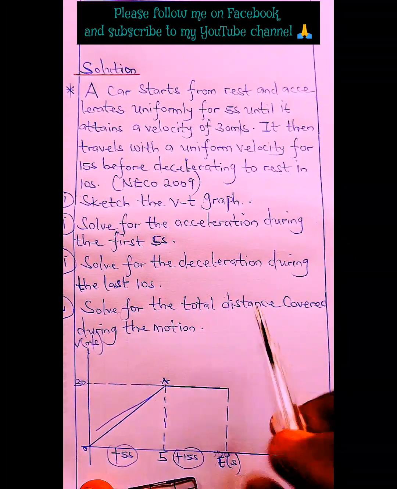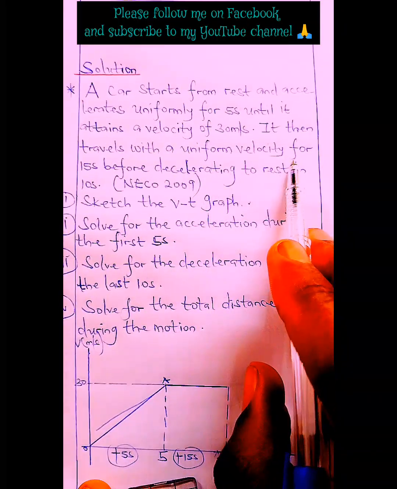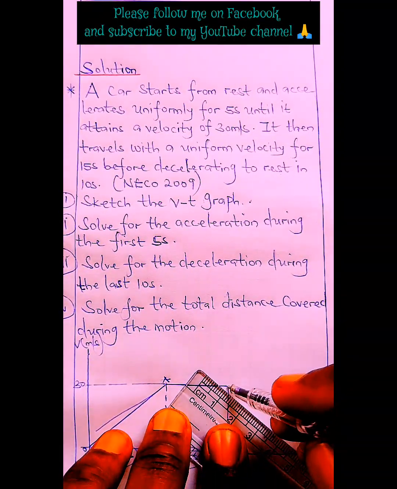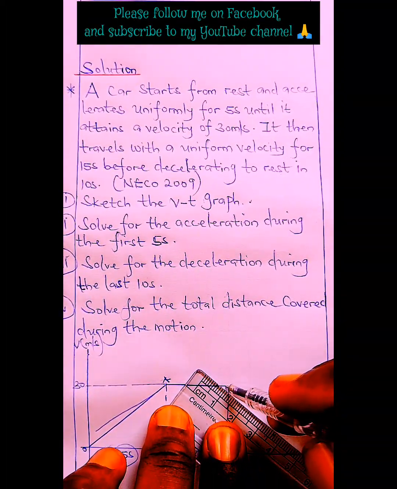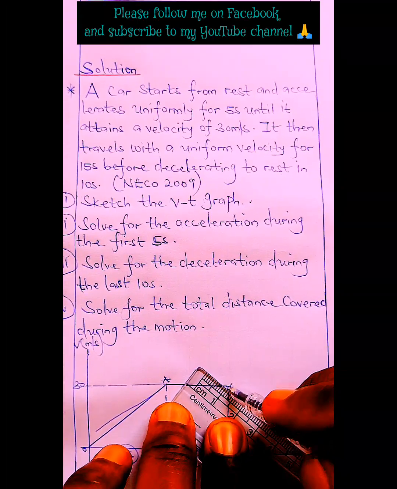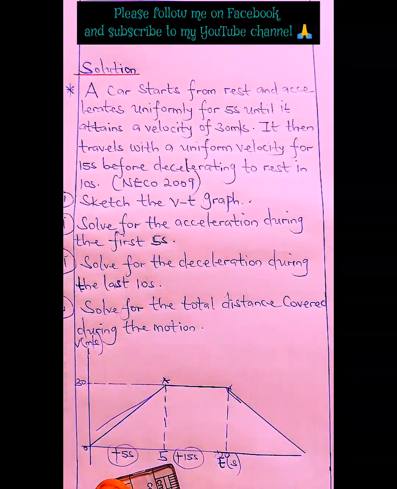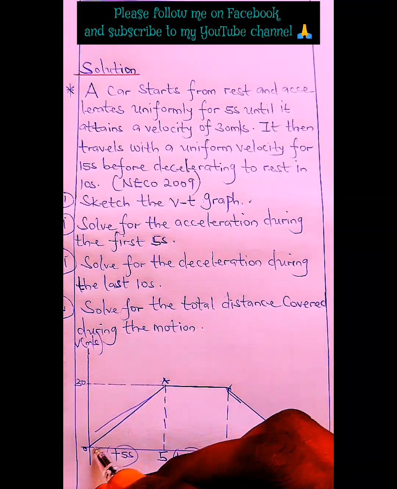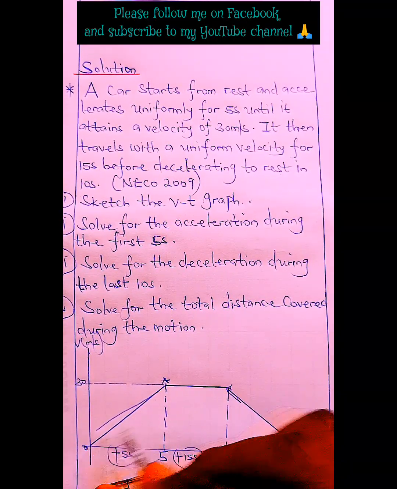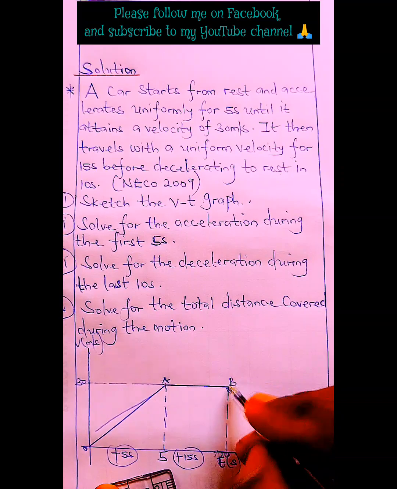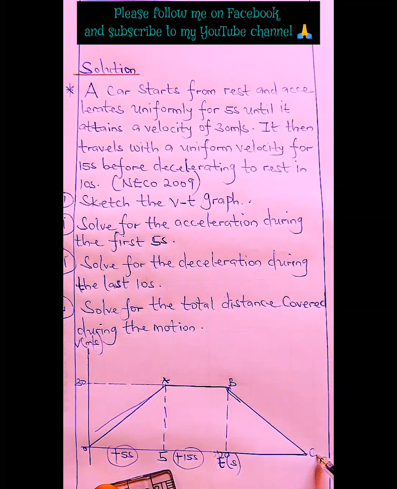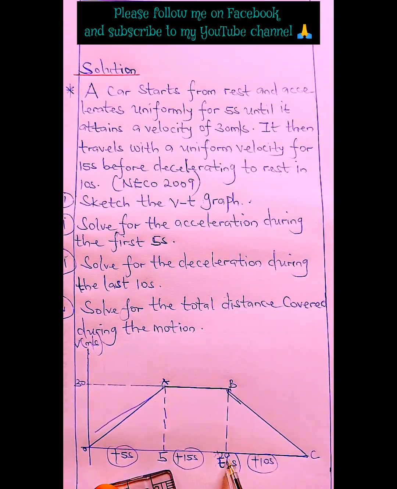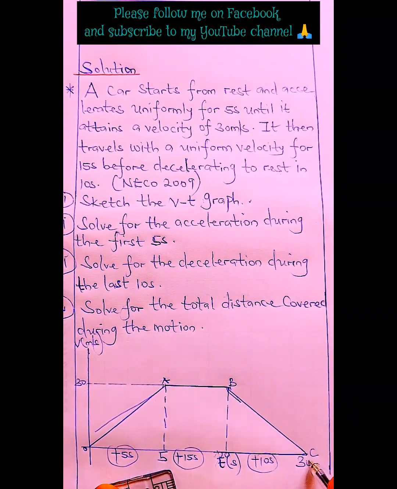Then it decelerated. It came to rest in 10 seconds. The body decelerated in 10 seconds, just like this. So from the reference point to A, from A to B, now from B to C. So it took it another 10 seconds to come to rest. So add the 10 to the 20, we have a final 30.